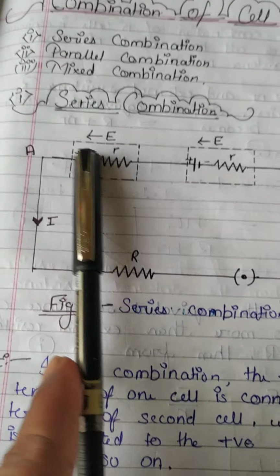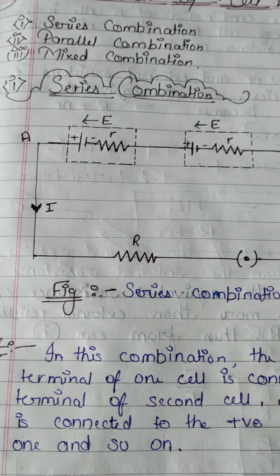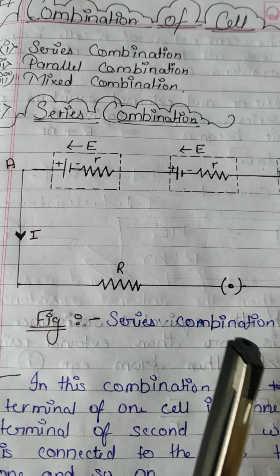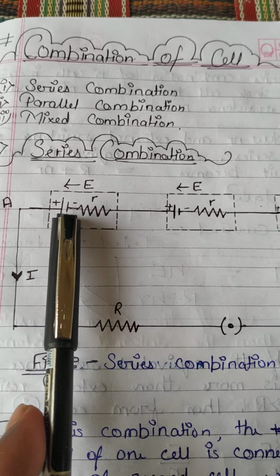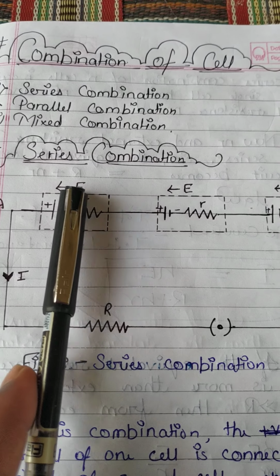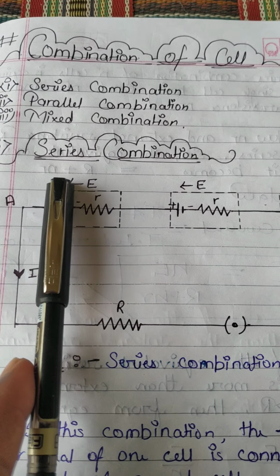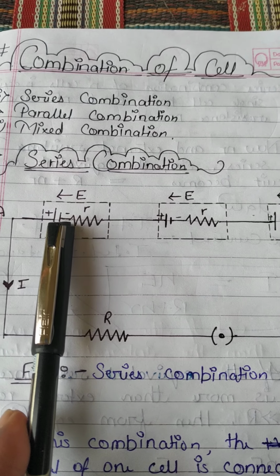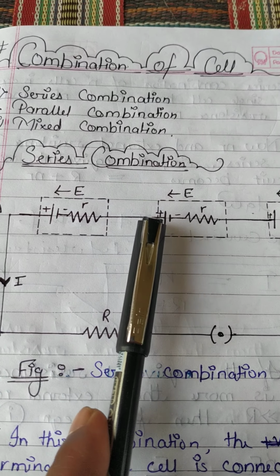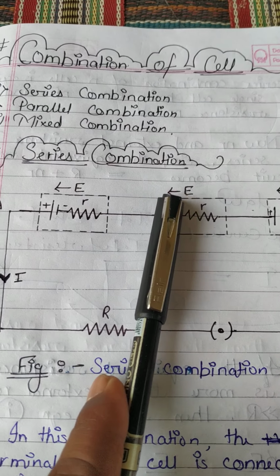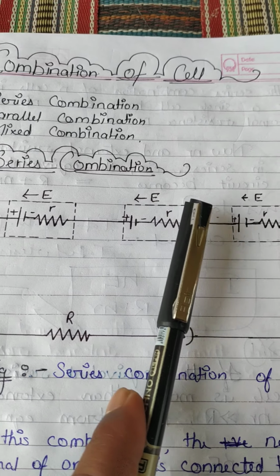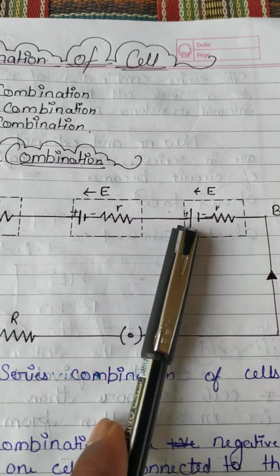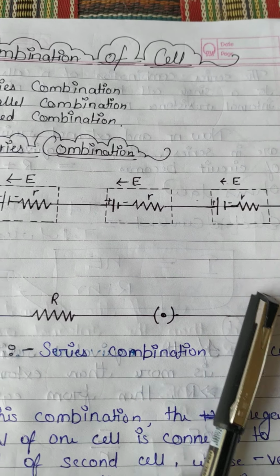This diagram. Definition: in this combination of cells, the negative terminal of the first cell is connected to the positive terminal of the second cell, and the negative terminal of the second cell is connected to the positive terminal of the third cell, and so on.